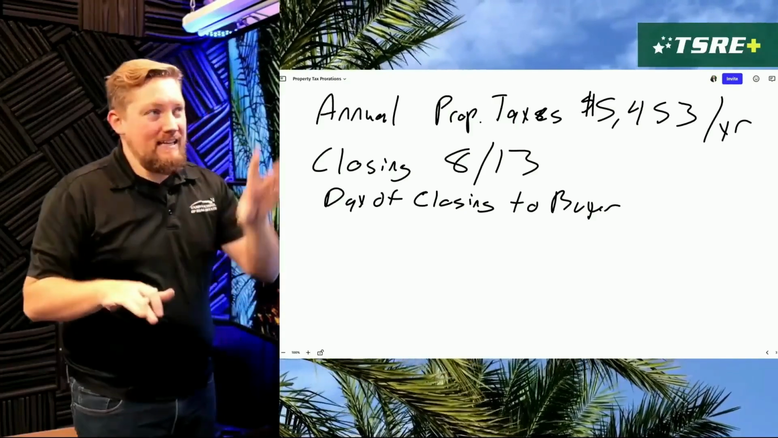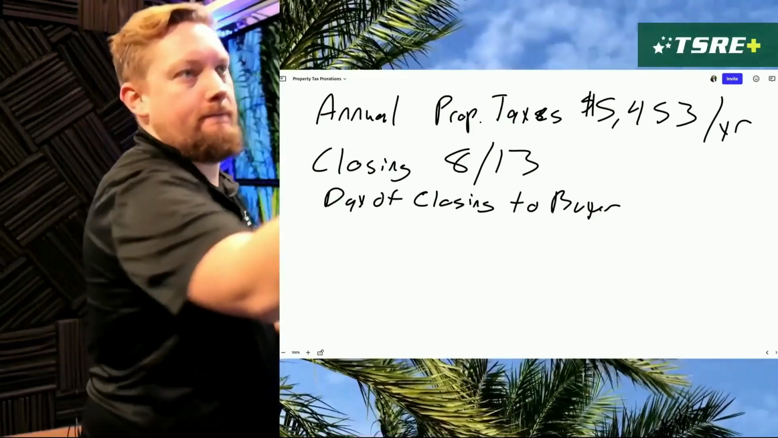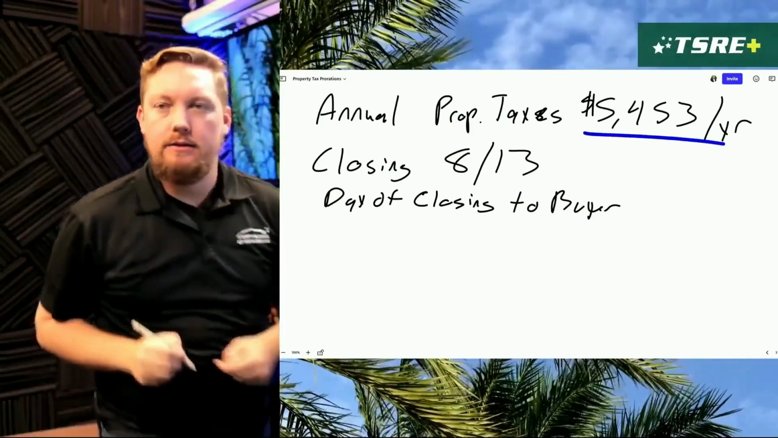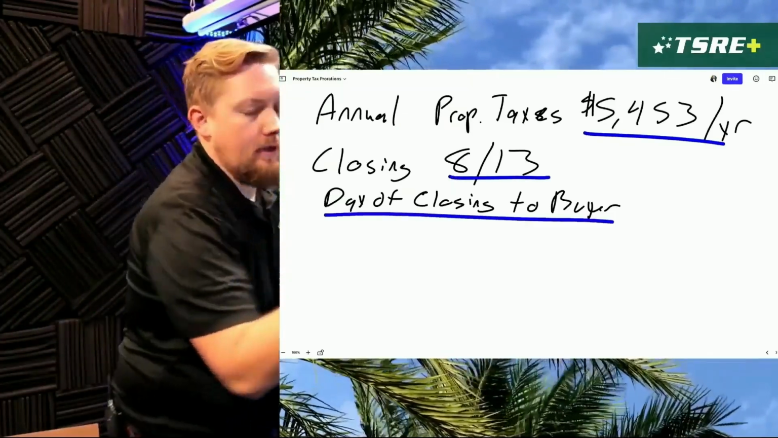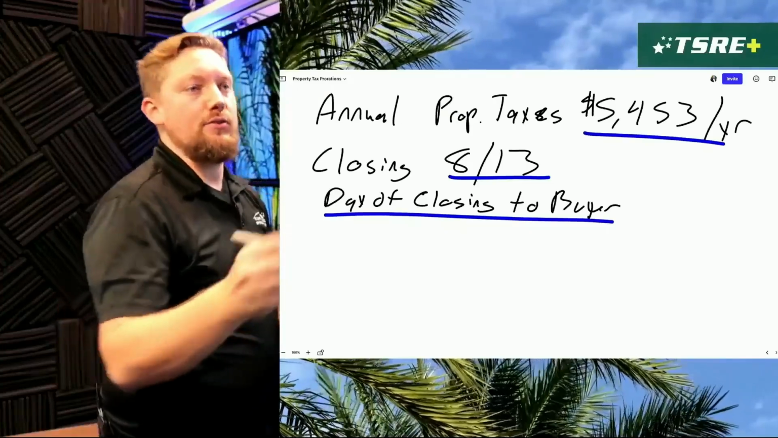Those are the key details you would extract from the question. Number 1, the tax is due. Number 2, the closing date. And number 3, day of closing to the buyer.